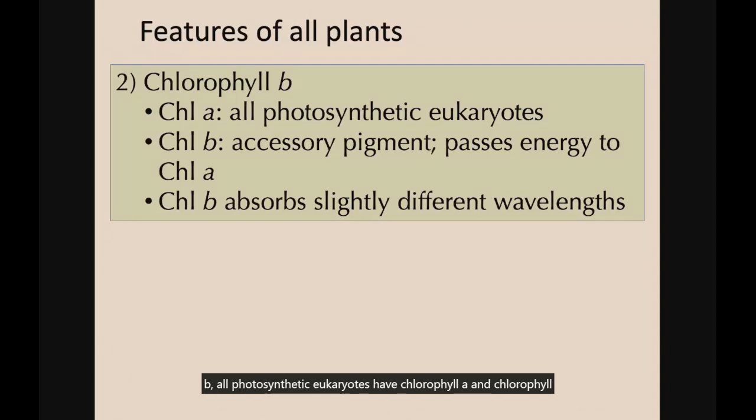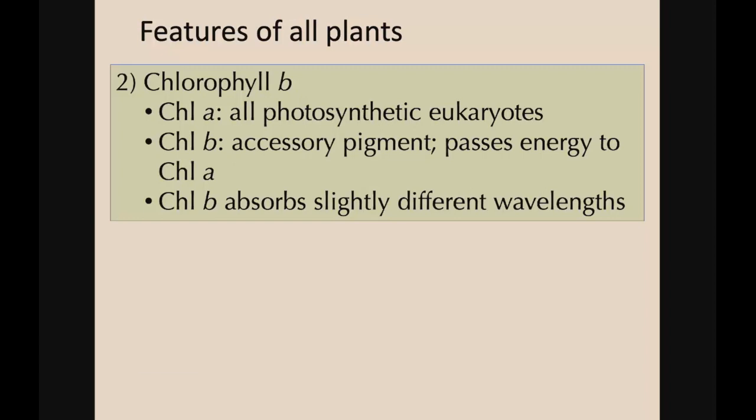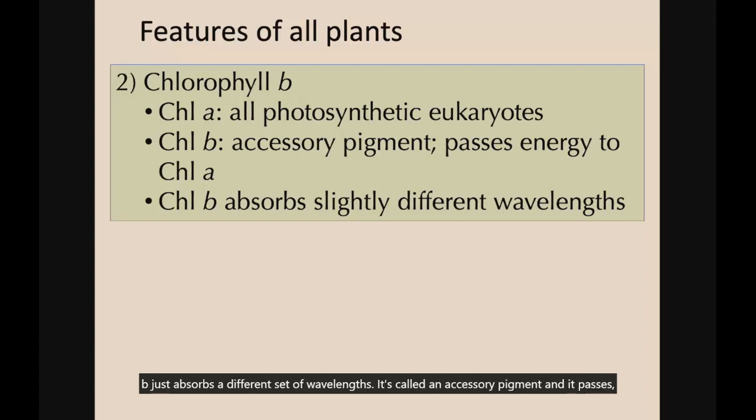All photosynthetic eukaryotes have chlorophyll A, and chlorophyll B just absorbs a different set of wavelengths. It's called an accessory pigment. And it takes energy from the sun and passes that energy along to chlorophyll A. But all plants have this extra chlorophyll that absorbs slightly different wavelengths.